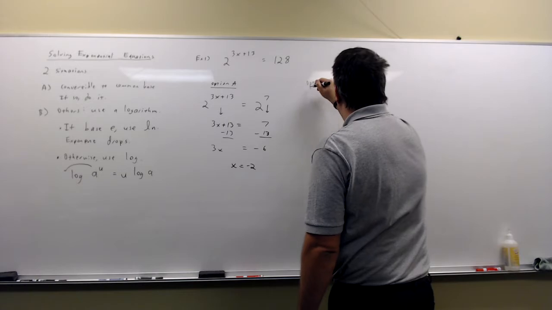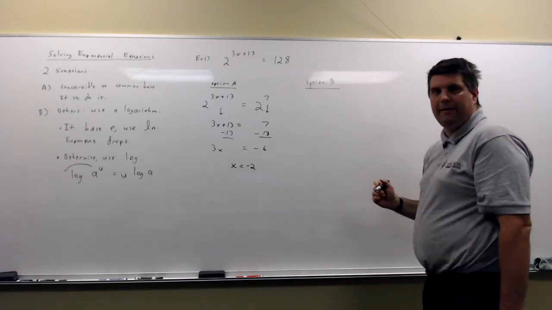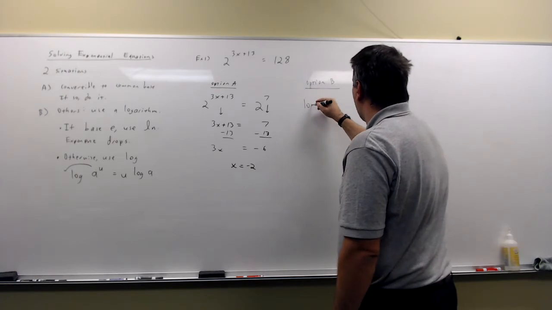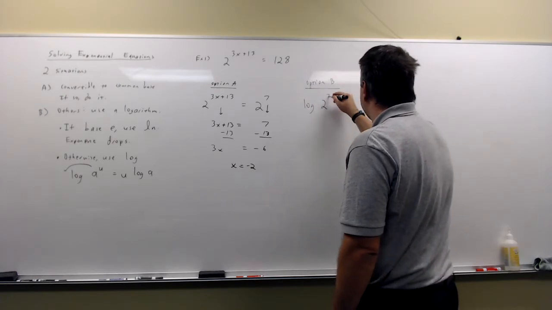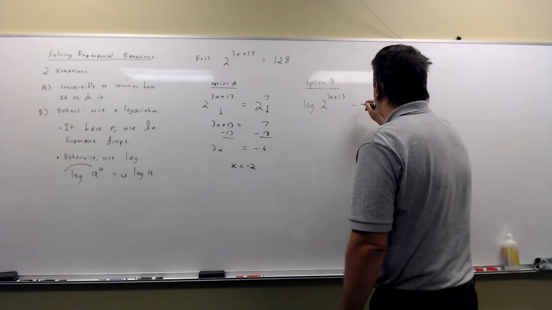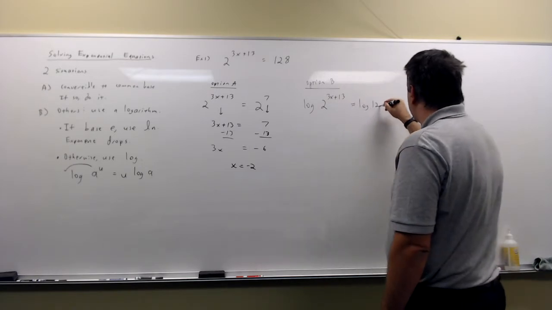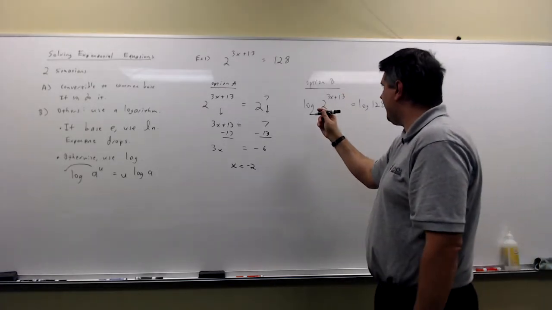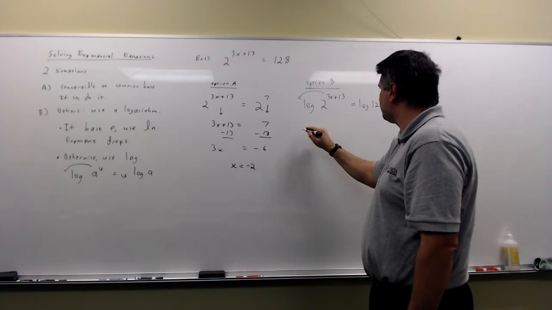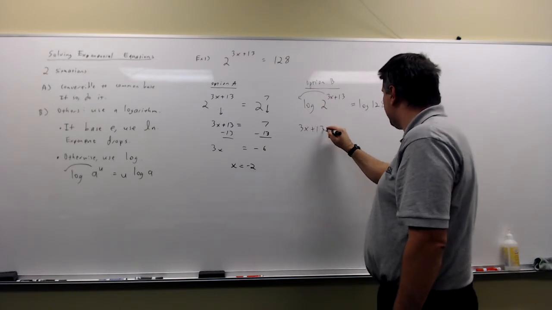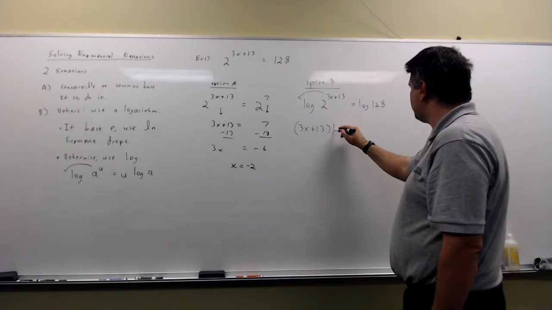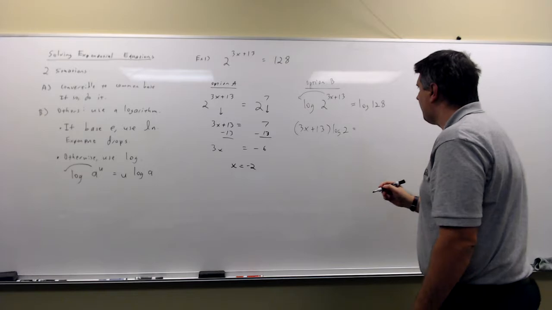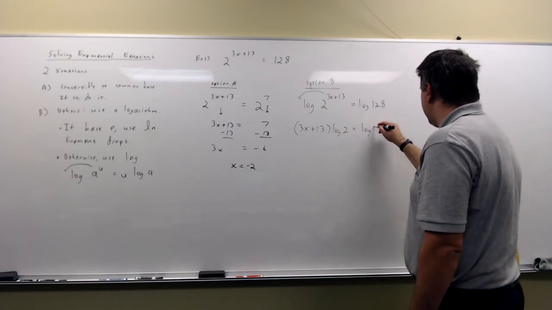Now, what would have happened if we had used a logarithm? Okay, well, here's what we would have done. Log of 2 to the 3x plus 13 equals log of 128. This would have allowed me to take the 3x plus 13 to the front in parentheses times log 2, using that property there. And this would have been log 128.